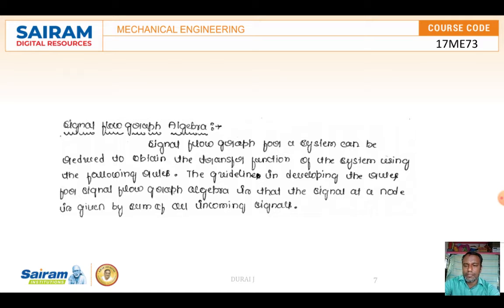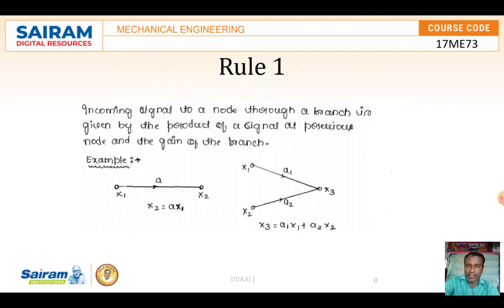The guideline for developing the rules of signal flow graph algebra is that the signal at a node is the sum of the incoming signals. We can see this from this rule. Incoming signal: x1, x2 is the node. The signal at a node through a branch is given by the product of the previous node's signal and the gain of the branch. Here they are given as a, x1, x2. So what is the output? The x2 value is equal to a into x1. That is what they are showing.